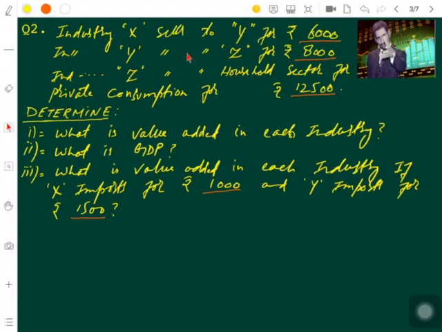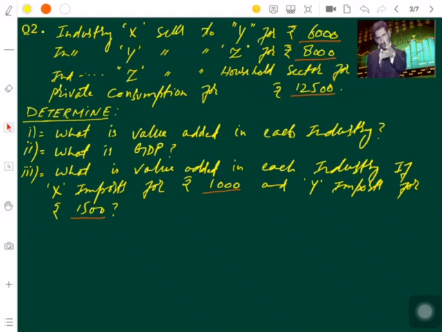Industry Y is selling to Industry Z for rupees 8,000. And Industry Z is selling to the household for rupees 12,500. Say Industry X is here the farmer, Industry Y is here the miller, and Industry Z is here, let us say, the baker. And we are the ultimate consumers. We get it for 12,500 rupees.